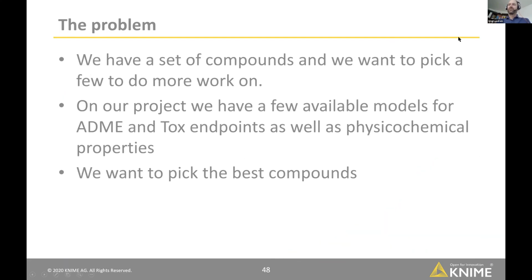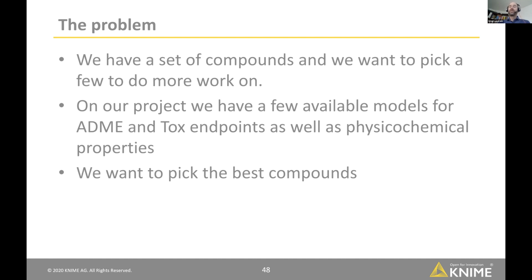So what we're trying to do is we have a set of compounds, and I'm going to provide a set of compounds in the workflow, and we want to pick a few that we're going to be doing more work on. These are some compounds that we think are interesting, but there's too many of them and we can't follow up on all, so we need some way to rank them in order to select which ones to do more work on. In this hypothetical project that we're working on, we have a couple of different models available for predicting things like ADME and toxicity endpoints, as well as physicochemical properties.